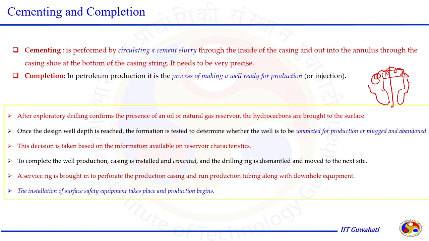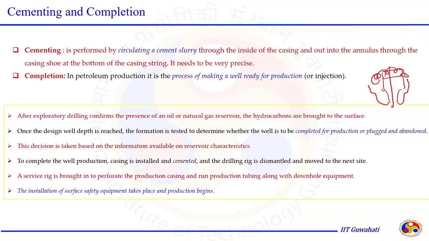So once everything is done, the drilled well goes to the completion stage. Completion in petroleum production is the process of making a well ready for production, or for injection if it is an injection well. Generally, at the early stage, it is the production well that is completed, and the process is called well completion.